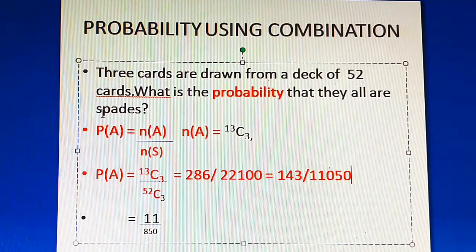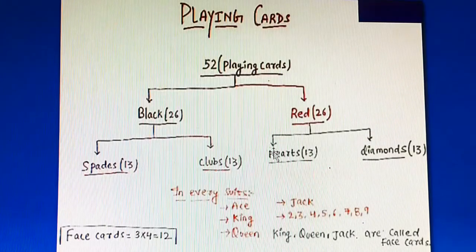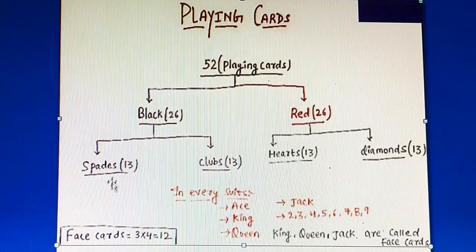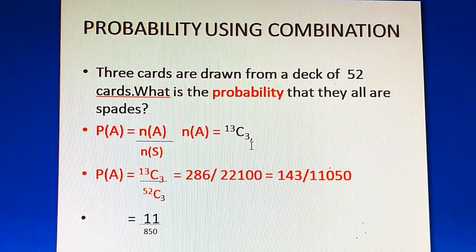Okay, I'll quickly tell you. 3 cards are drawn from a deck of 52 cards. What is the probability that they all are spades? Probability means you have to use the formula n of a by n of s. But 3 cards are drawn from a deck of 52 cards, so it is related with combination. The n of a, the favorable outcome, is whatever cards you draw should be spade. You have 13 spades, so from 13 spades you're going to draw 3 cards. That will be your favorable outcome.